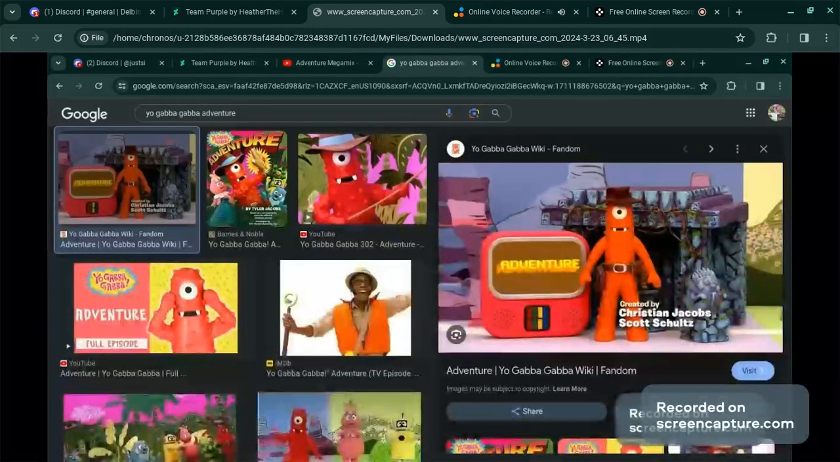Today, I'm going to be reviewing the Yo Gabba Gabba episode, Season 3, Episode 2, Adventure. The episode synopsis is, Muna wants to go on an adventure through Gabba Land, and he stumbles upon a secret passageway, and they explore the jungle and even find a piece of golden corn. Okay, so let's explain what happens in this episode.